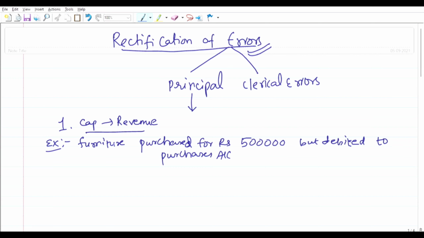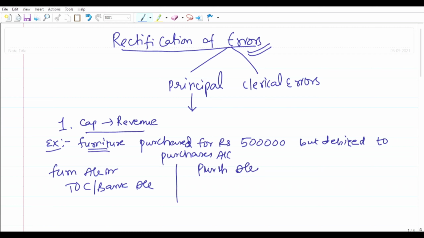What happened? They have purchased furniture. When furniture is purchased, we write the entry furniture account Dr to cash or bank, right? But what have they written? They have written the entry purchases account Dr to cash or bank. They means here the accountant who is maintaining these books. They have to write furniture account Dr to cash or bank, but they have written purchases account Dr to cash or bank.